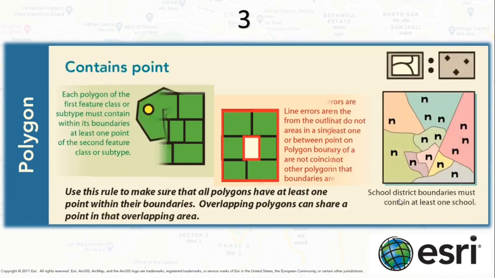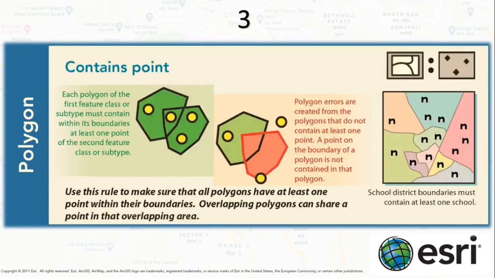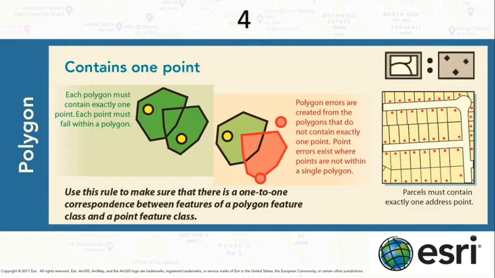The next is contains point. It requires that a polygon in one feature class contain at least one point from another feature class. Points must be within the polygon, not on the boundary. This is useful when every polygon should have at least one associated point, such as when parcels must have an address point. Next is contains one point.